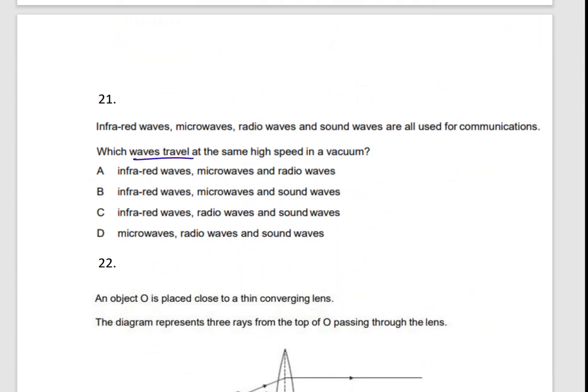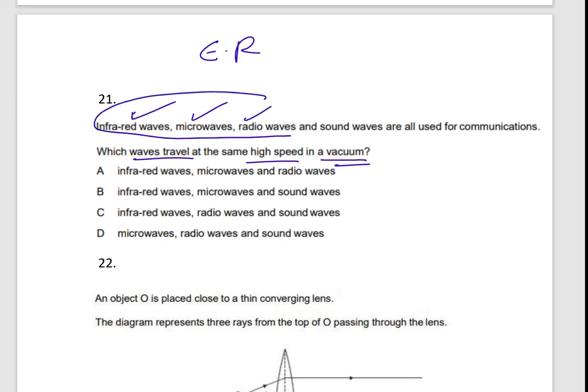Which waves travel at the same speed in the vacuum? We know that all the electromagnetic radiation, all the waves like infrared, microwave, radio waves, they all are electromagnetic radiation. They all have the same speed, which is 3 times 10 to the power of 8 meters per second.